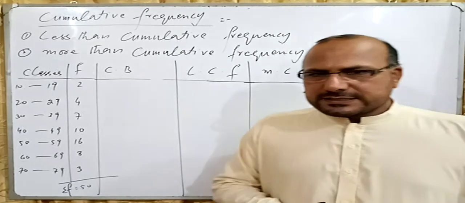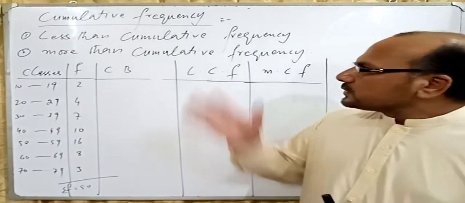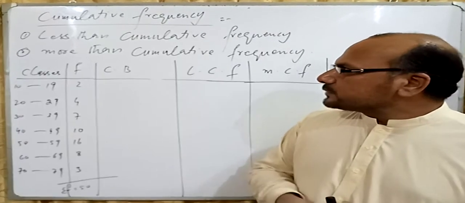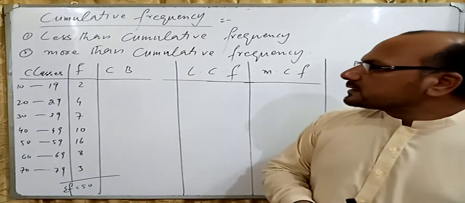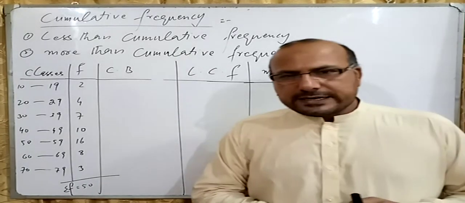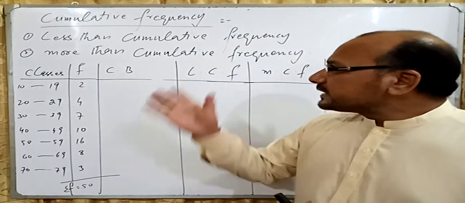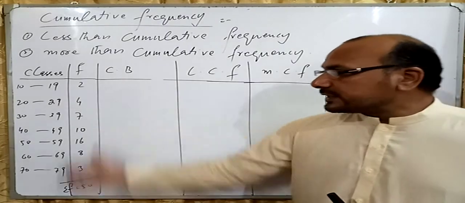So, we were discussing the different components of the frequency distribution table. These are the remaining two components of the frequency distribution. These are called less than cumulative frequency and more than cumulative frequency. For less than cumulative frequency and more than cumulative frequency, you need to make columns in the table.